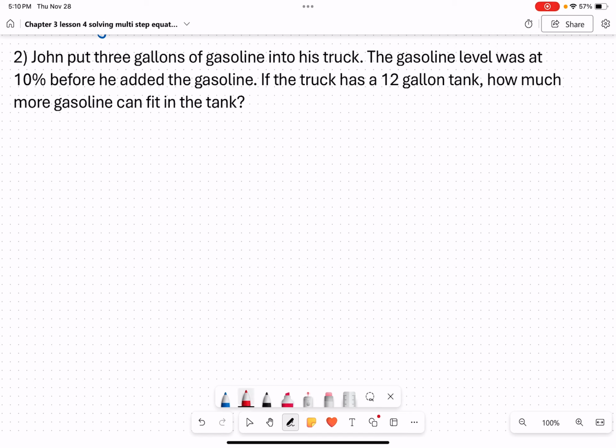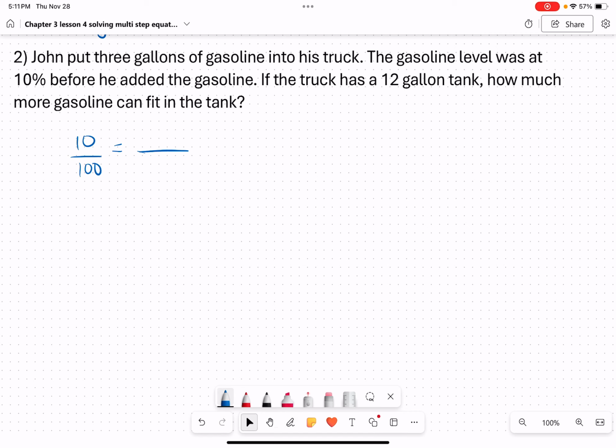But with these types of problems, I like to write the percent first. So it's giving me a percent of 10%. So I can rewrite 10% as 10 over 100. Okay, that's the 10% there. And then we are given that the truck can hold 12 gallons. That is 100% of the tank. The 12 gallons that it can hold is 100%.